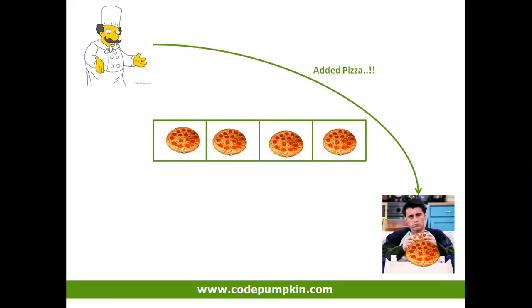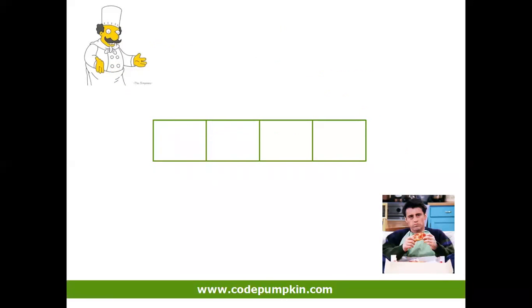Similarly, there may arise a situation where counter is empty and Joey tries to consume pizza, and he needs to wait until Simpson adds any pizza to the counter.